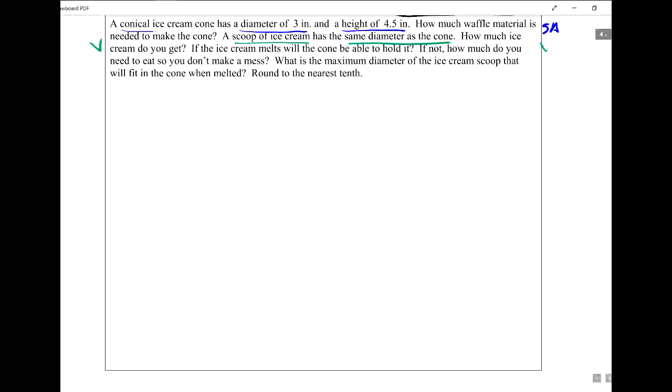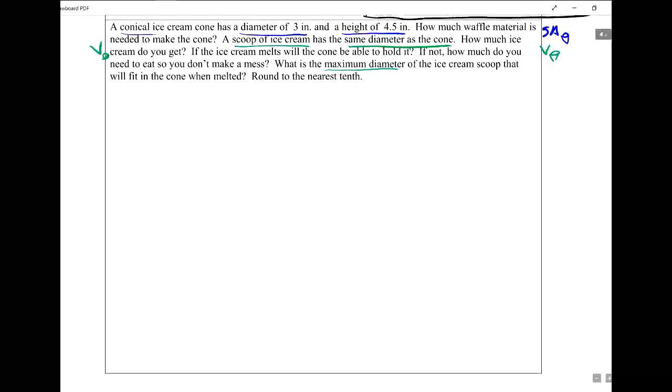Ooh, we are going to need the volume of our ice cream cone as well. So this is the volume of our ice cream, surface area of our cone, volume of a sphere. And if not, how much do you need to eat? That's just going to be subtraction after we compare the two. And what is the maximum diameter of the ice cream scoop that will fit into the cone when melted? That looks like a problem that we are going to have to find at the end.